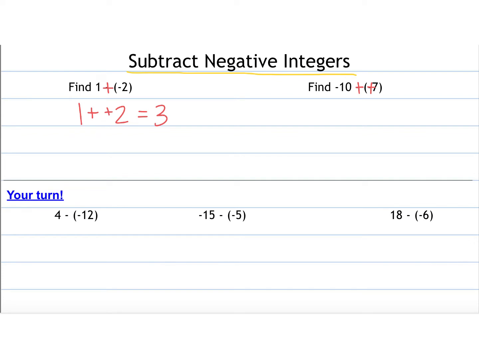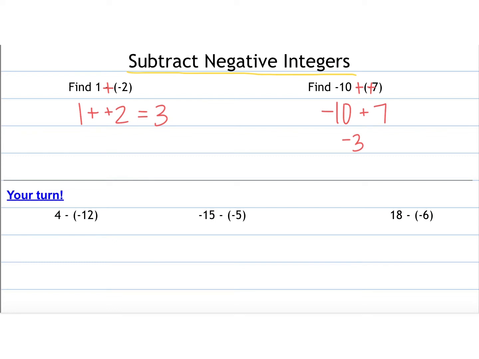So on this one, keep the first number the same, negative 10, change from subtraction to addition, and that was a negative 7, so now it's going to become a positive 7. Signs are different, so we're going to subtract them. 10 minus 7 is 3. We have more negatives, so my answer is going to be a negative 3. Pause, try these ones on your own, and then come back and watch.